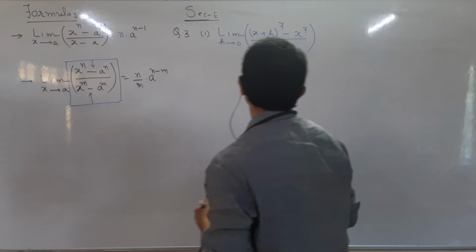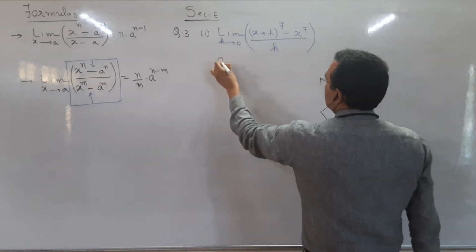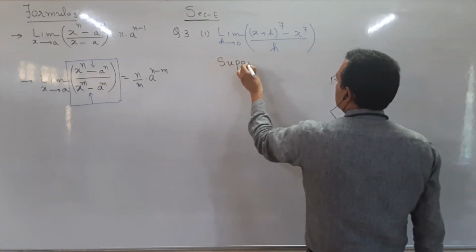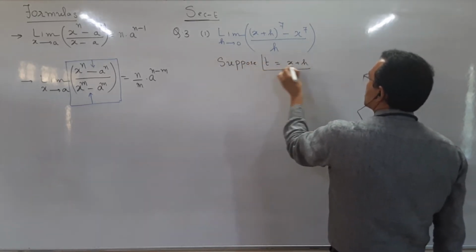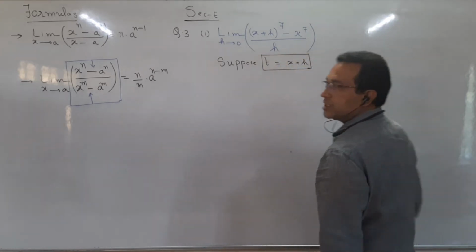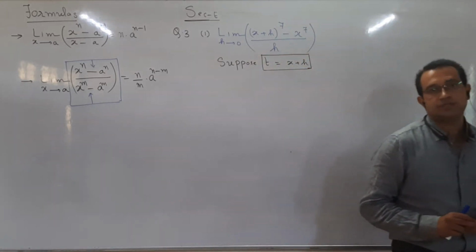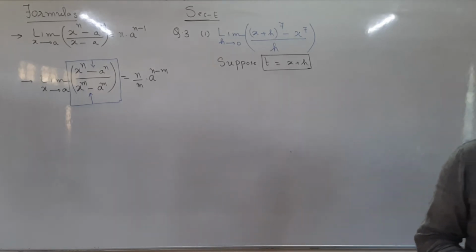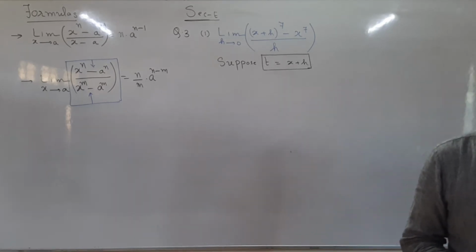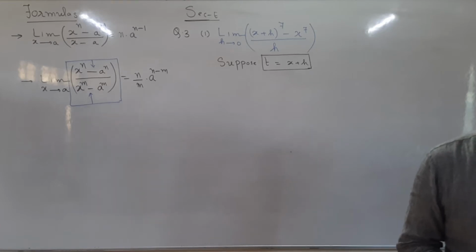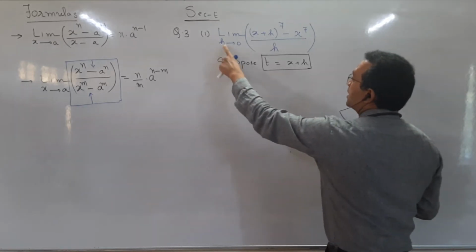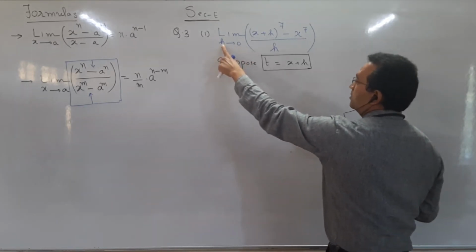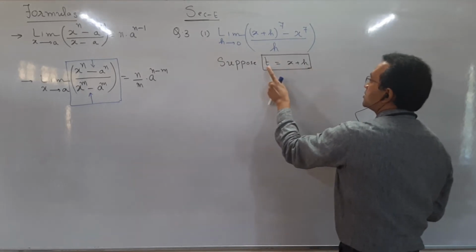So we suppose this x plus h is t. Pay attention. Suppose t is equal to x plus h. This is called change of variable in limit. And this particular thing needs proper understanding. Now our variable has changed. Limit h tends to 0, so h was our variable. From h, the variable is turned to t. So now limit will be for t.